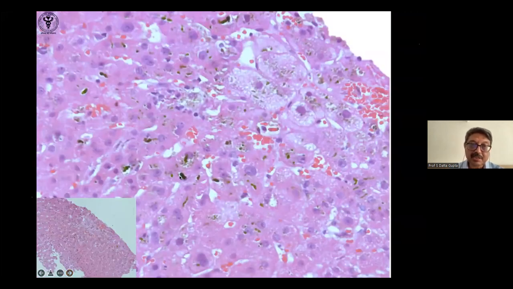Bile can be seen in the canaliculi or within the cells. So if you see it within the cell, it is called cellular cholestasis. If you see it in between the cells in the canaliculi, it is called canalicular cholestasis.